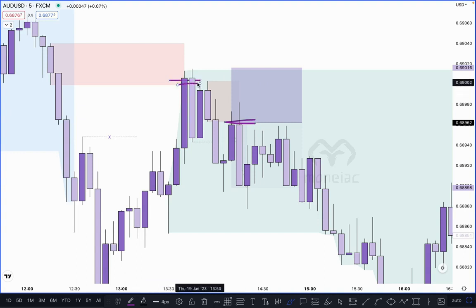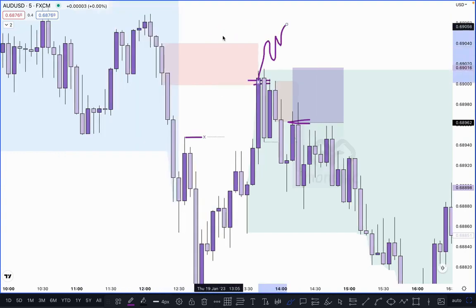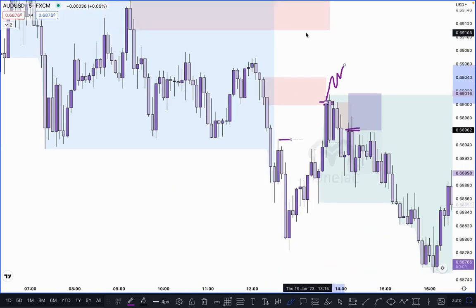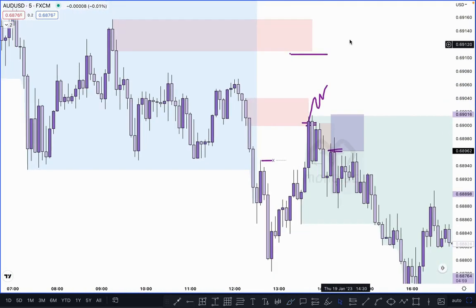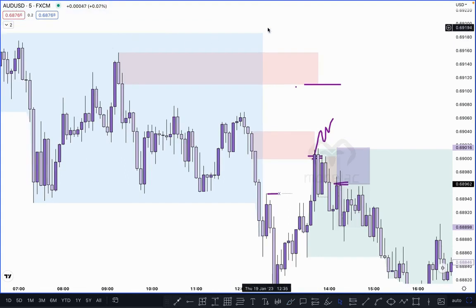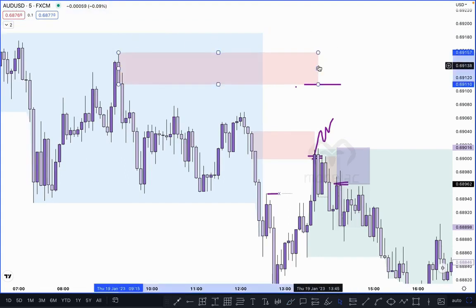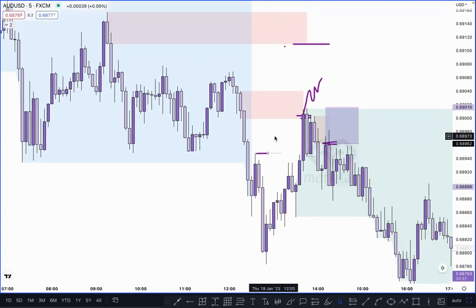This is not high probability, because after taking out the inducement, maybe the market can go higher to mitigate the unmitigated extreme POI, which is here. But if you are willing to sell at this point directly, that is okay, right? Because above it there is no unmitigated order block, so you can take a direct sell entry on your extreme POI. But after taking out the inducement, you don't need to take a direct entry for the buy or sell.